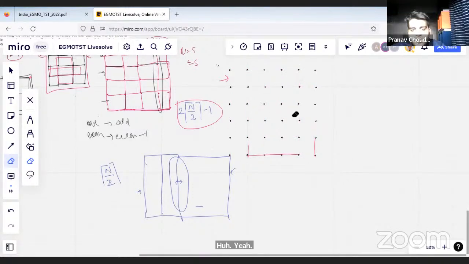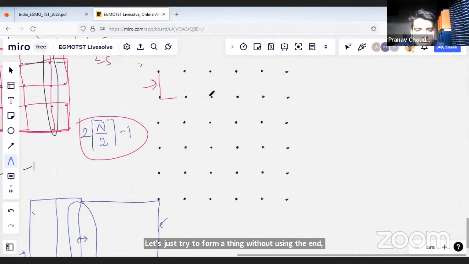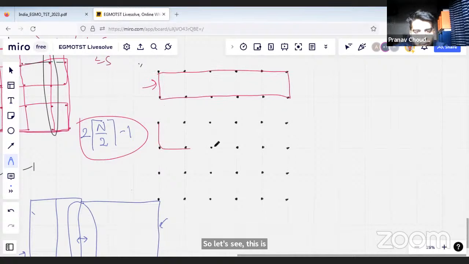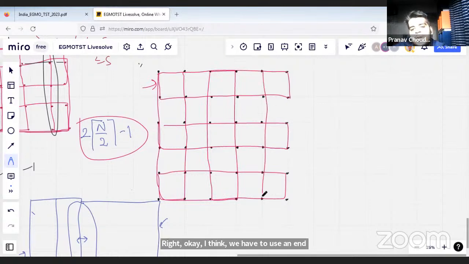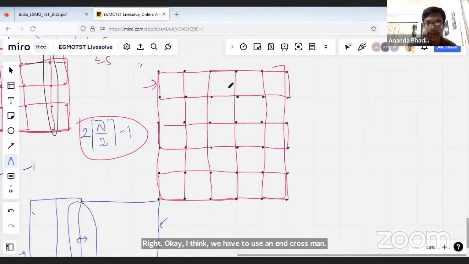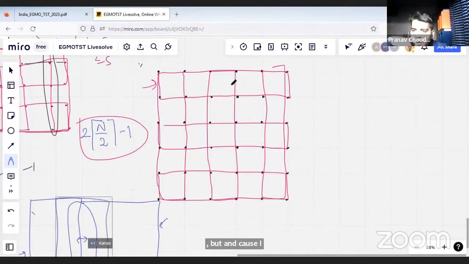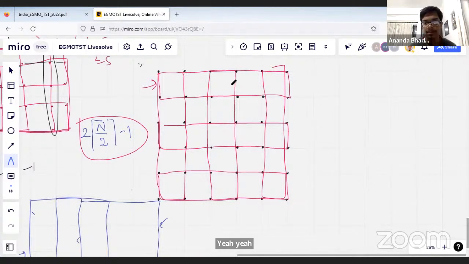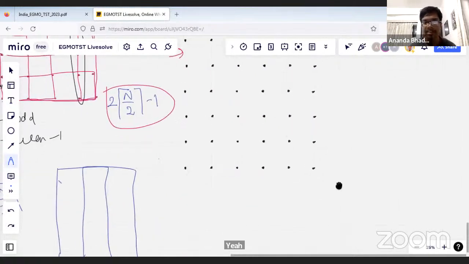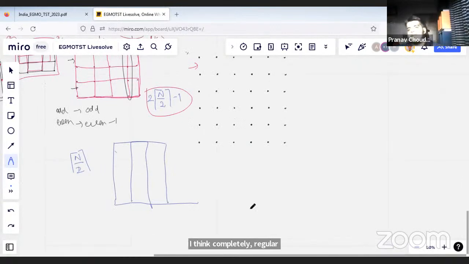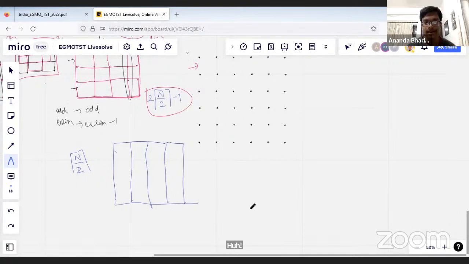Let's just try to form a thing without using the n cross n, with 1 cross 1 only, since we are anyway using the pairing argument. So let's see. This is 1, 2, 3, 4, 5. Okay, I think we have to use an n cross n. 6. So we can do it with 5, because the big square has 2 pairs of long sides, so it covers everything in the boundaries, and you are only left with the other. We still haven't completely proved that there should be an n side in each rectangle, but let's just assume that for now and find the bound.